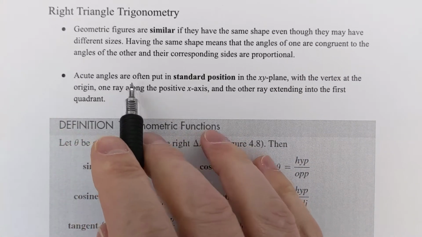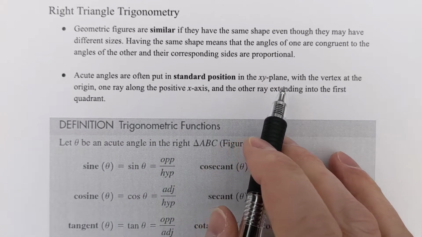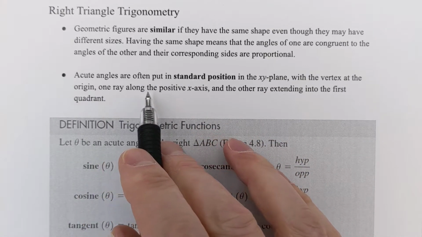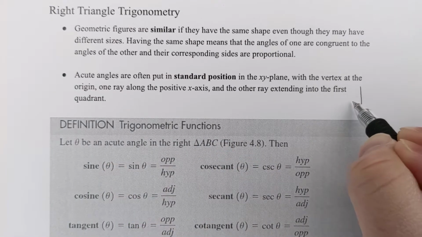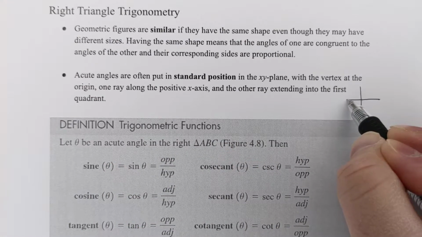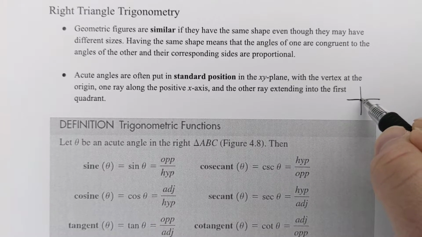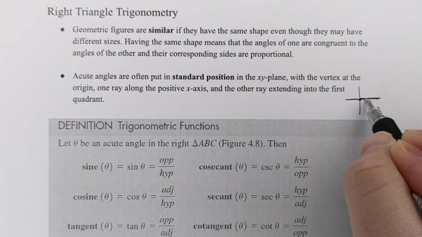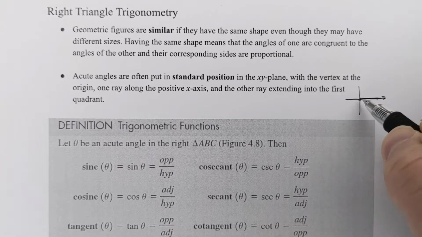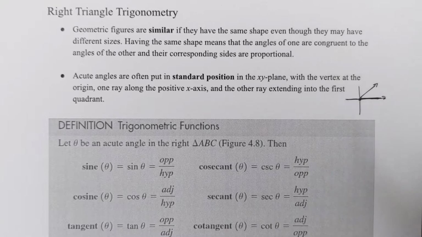Down here it says acute angles are often put in standard position in the xy plane with the vertex at the origin, one ray along the positive x and the other ray extending to the first quadrant. So what that means is if you draw an angle, so here's our coordinate axis, the vertex sits at the origin, one side of the angle lies along the positive x, and the other side goes off into quadrant 1.